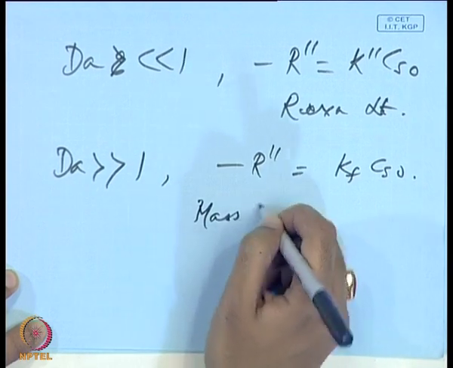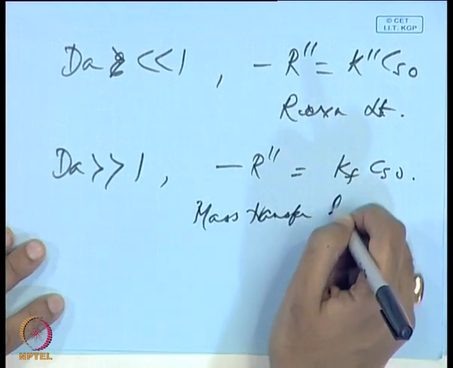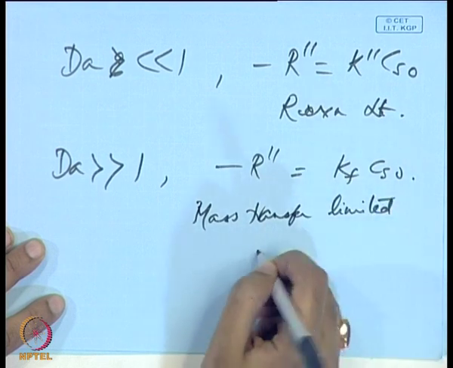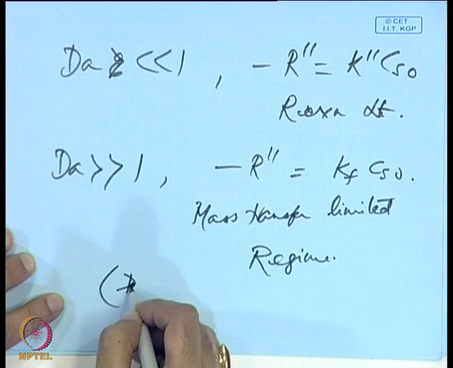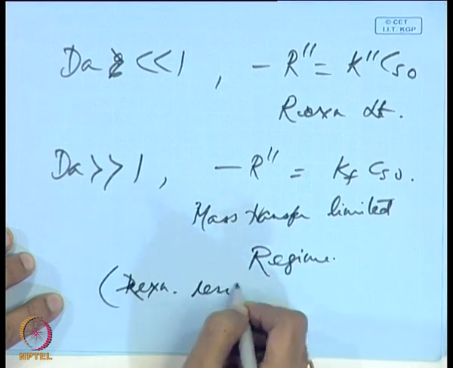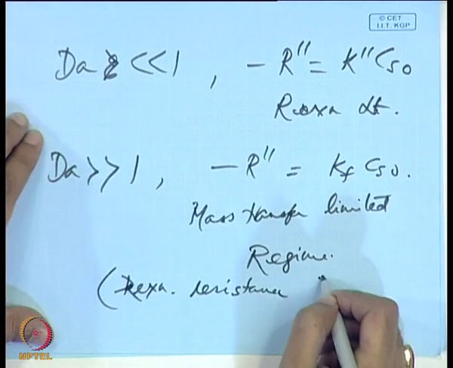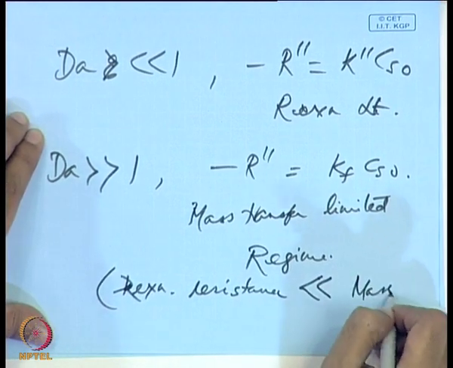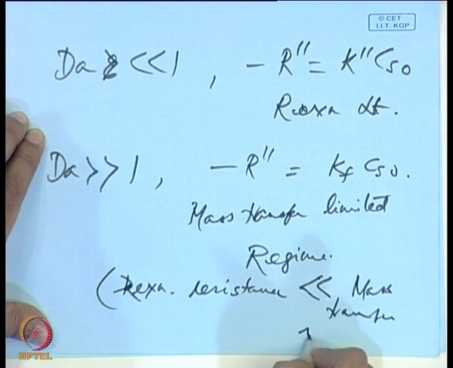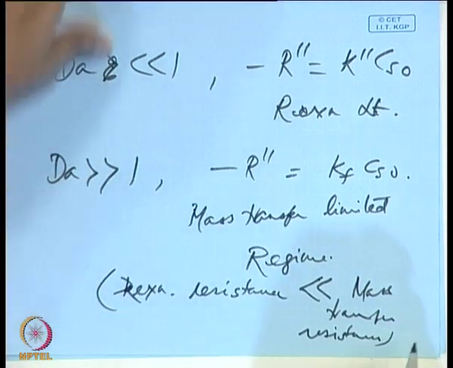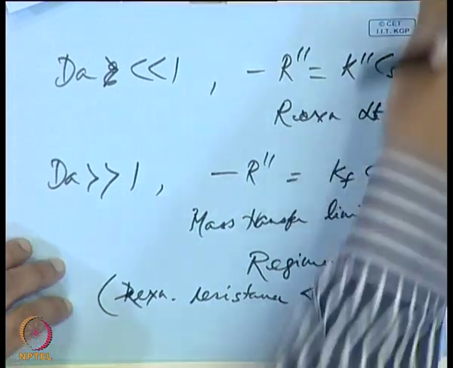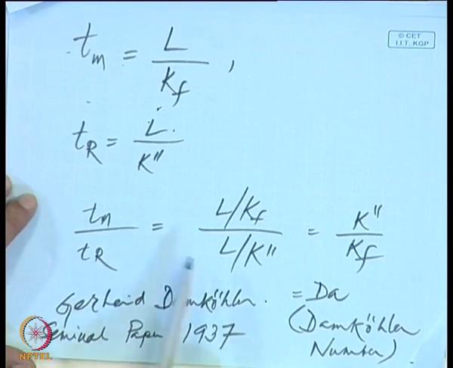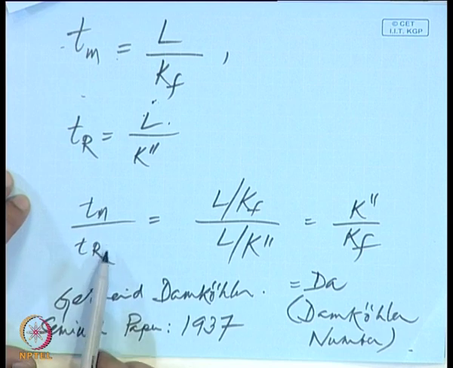So, this will be your mass transfer limited regime, which means that reaction resistance is much smaller than mass transfer resistance. Because the way we had defined our Damkohler number is mass transfer time over reaction time. Let me put this over here. The way we defined our Damkohler number is mass transfer time over reaction time.